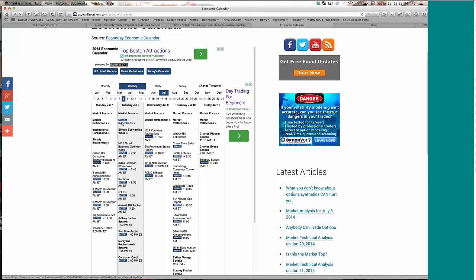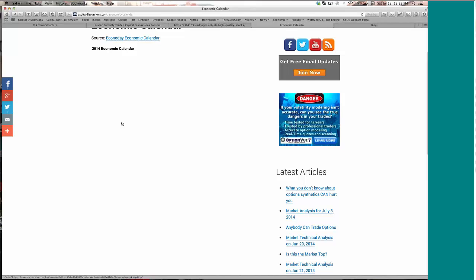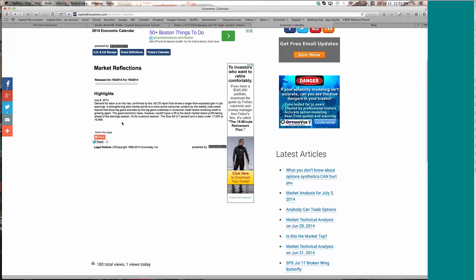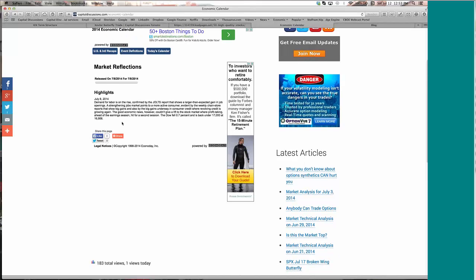By going back and looking underneath market reflections, you can see there's just a small paragraph, but basically what it says is economic data was reasonably well. We've now mentioned, this is the third week in a row, that they refer to some of the comments that some of the regional Fed presidents have made, and they said that interest rates might be going up soon, sooner than some people expected.